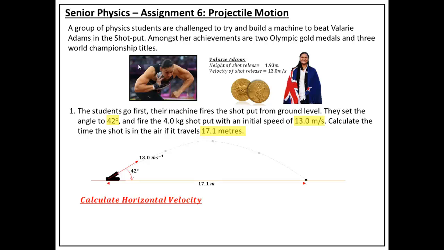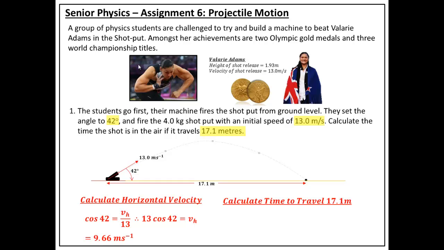To calculate the size of the horizontal component of the release velocity, we need to take cosine of 42 degrees and make it equal to the adjacent or horizontal velocity component divided by the hypotenuse, the release velocity of 13 meters per second. After a rearrangement of this equation, we can calculate a horizontal velocity component to be 9.66 meters per second. If you do not get this answer from your calculator, make sure it is in the correct mode.